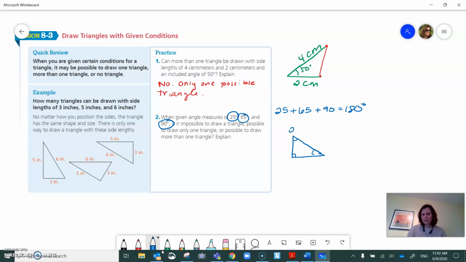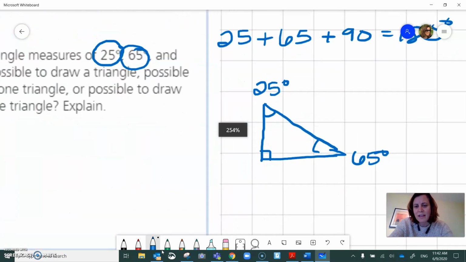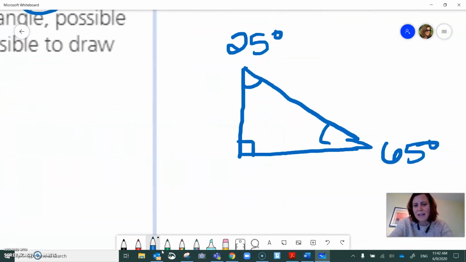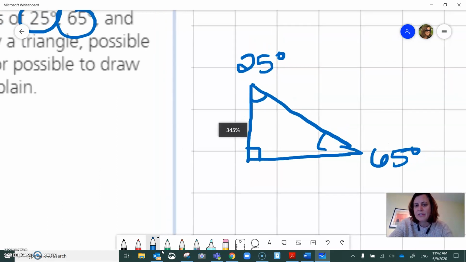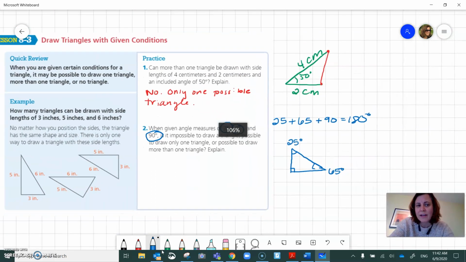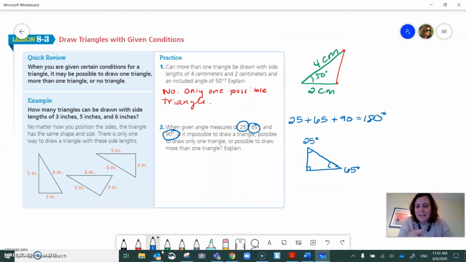Just bear with me for a second. So this is 25 degrees, this is 65 degrees. Oh, that might be backward. That's backward, but it's fine. Flip-flop those. But check this out. So let's say that this was my original drawing, but here's the thing. You can zoom in and still have those degree measures, but it's a much larger triangle. So there's an infinite amount of triangles that you could draw that have those angle measurements at the corners.